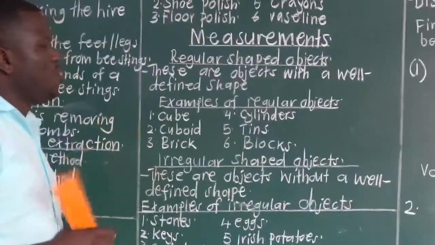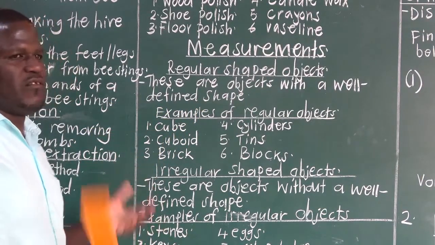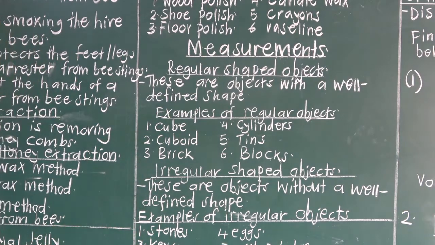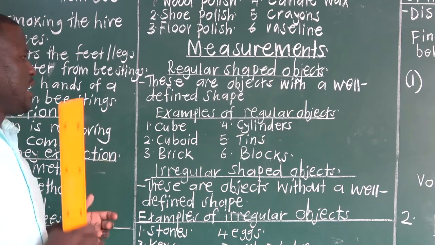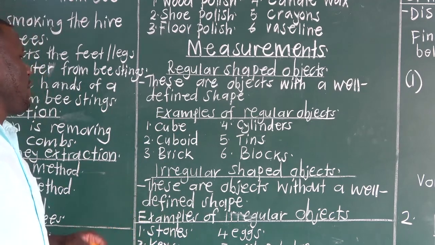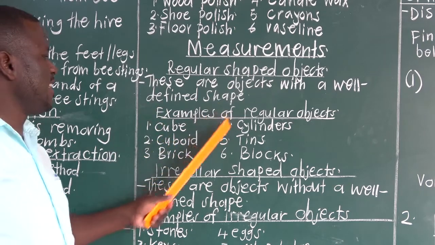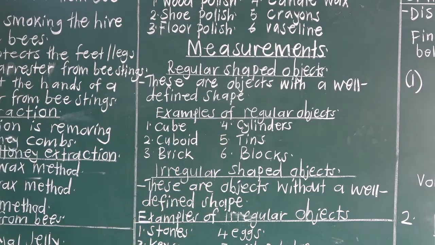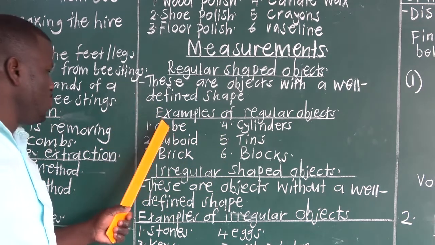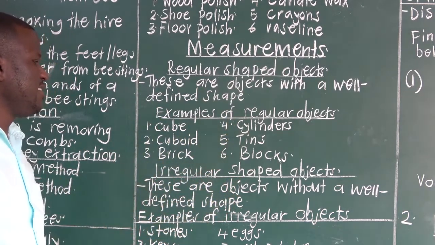Regular objects are objects with a well-defined shape. When we say they have a well-defined shape, we simply mean that their shape is regular and it can be defined. Examples of regular objects are cube, cuboid, brick, cylinders, tins, and blocks.